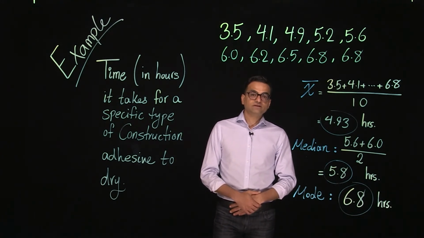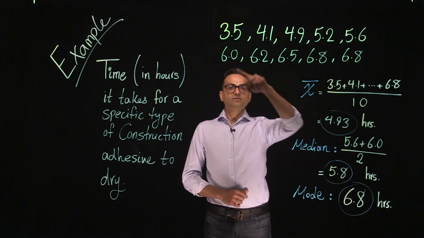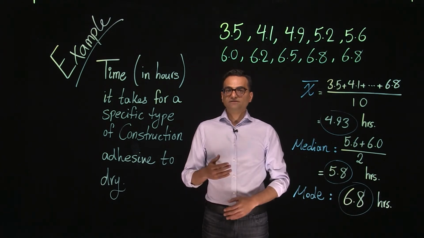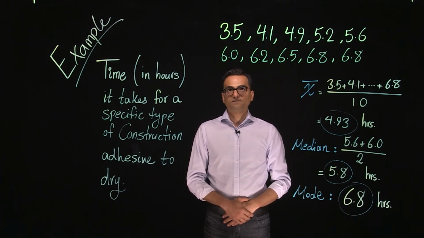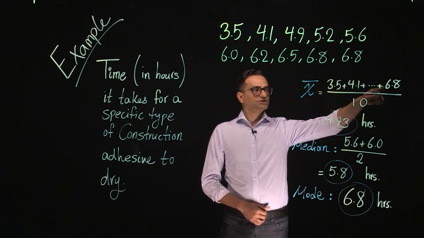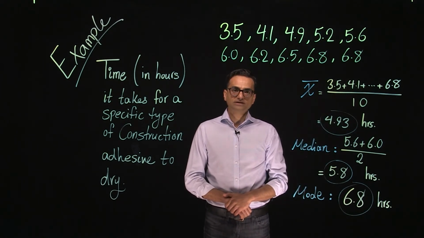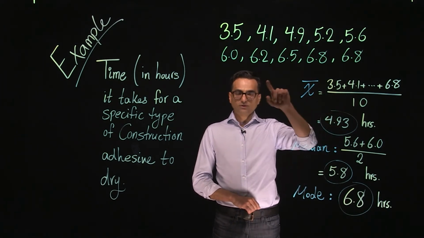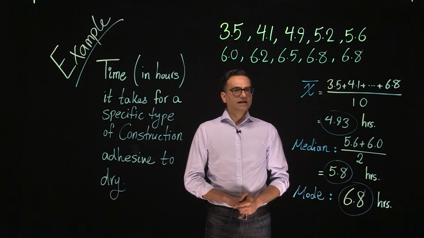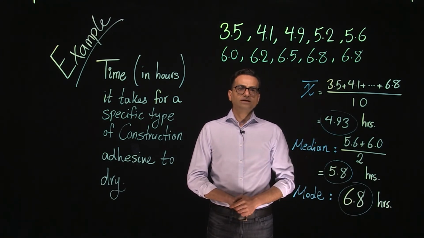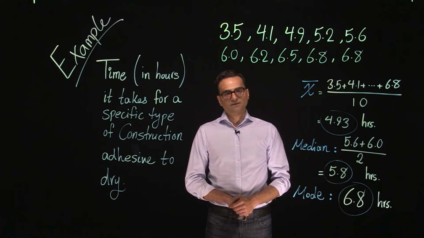To calculate the mean, we have to add all data points in my sample and divide by how many of them I have. So on top of my fraction, I have the sum of all data points divided by 10, which is the total number of data points. And that gives me about 4.93 hours of drying time.